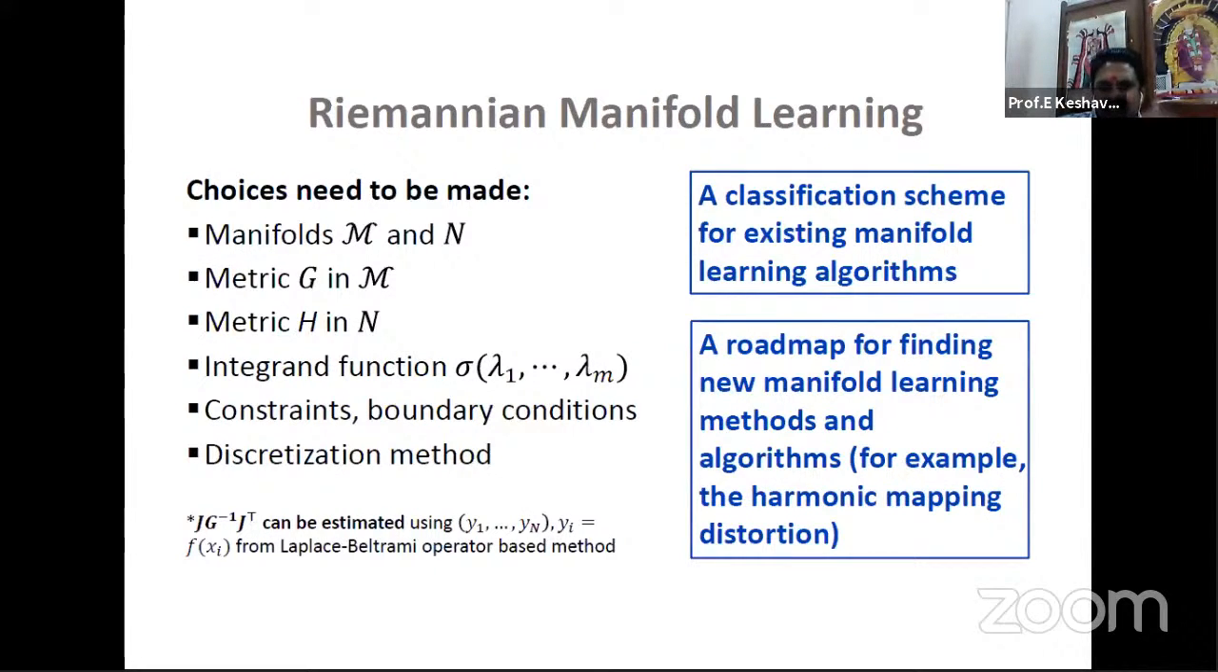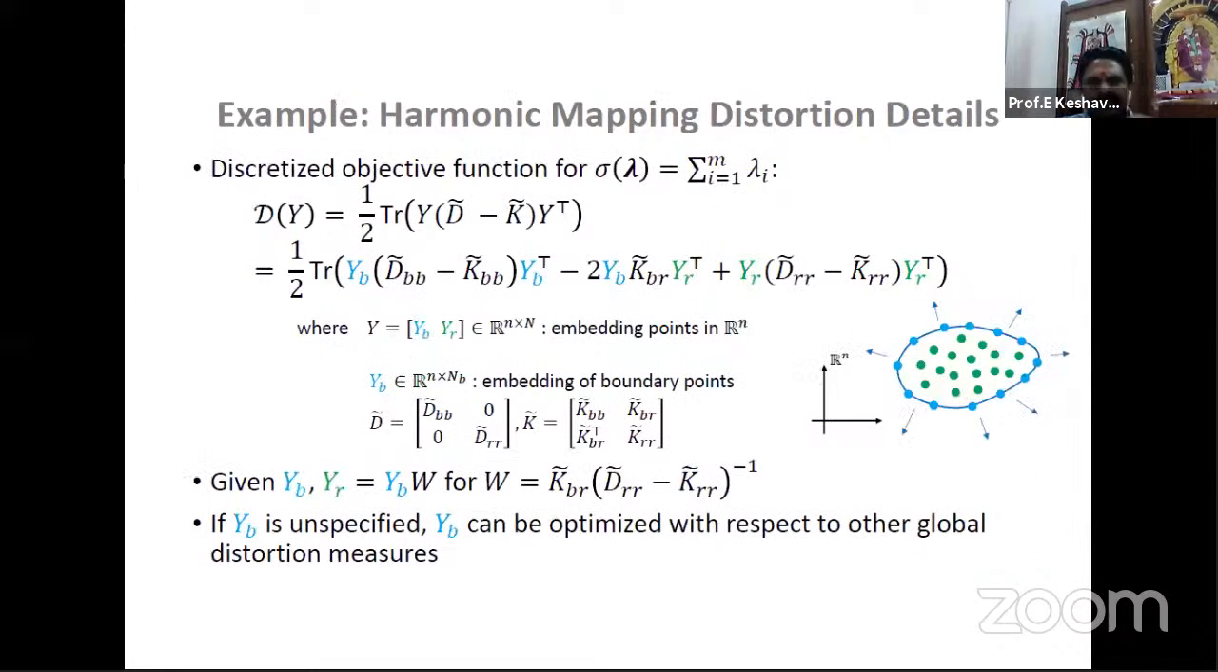An algorithm is needed for all the things. For example, harmonic mapping, distortion, details. If you see this diagram, this is R^n, and these all are going outside, towards outside. So this D matrix and K matrix play a very important role. Embedding on boundary points, embedding points in R^n. So this plays a very important role when we go for optimizing the things, or when we study distortion details.